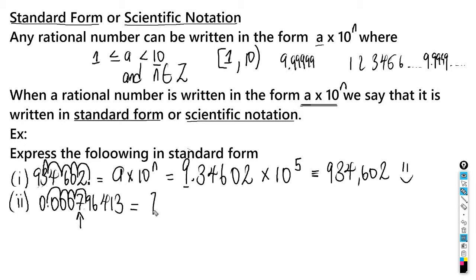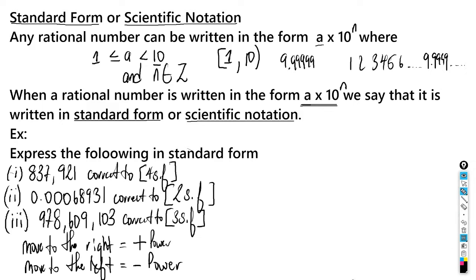So we're going to get 7.96413, and that will be multiplied by 10, not to the 4, even though we moved it 4 places, because it's a small number, it would be 10 to the negative 4. Because we moved it 4 places to the right: if we move it to the left, it's positive, but if we move it to the right, it's negative. Great, so let's look at these 3 examples.